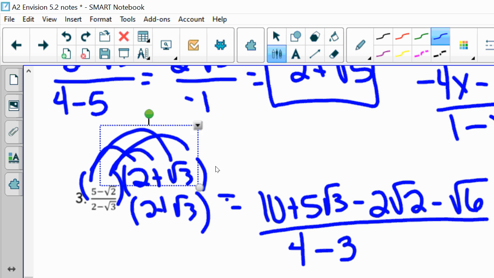On top, I look at, can I combine anything? I have a square root of 3, a square root of 2, a square root of 6. There's nothing that I can combine. Okay? So on the top, I have 10 plus 5 square roots of 3 minus 2 square roots of 2 minus the square root of 6, all over 4 minus 3, which is just 1. So there's our answer. All right, so that finishes up section 5.2 for us.